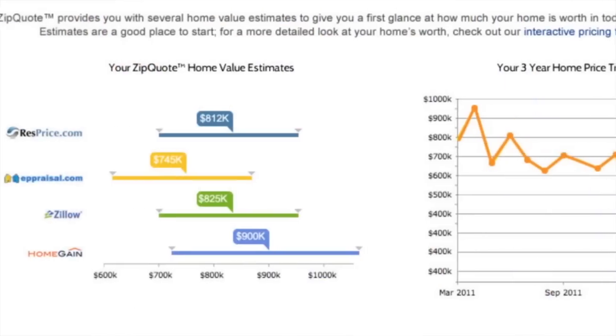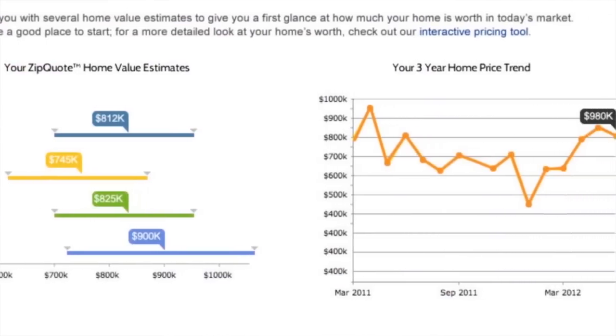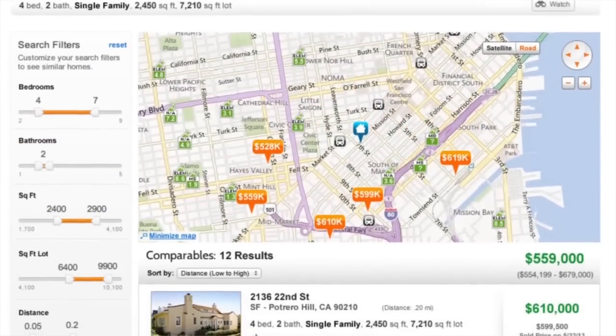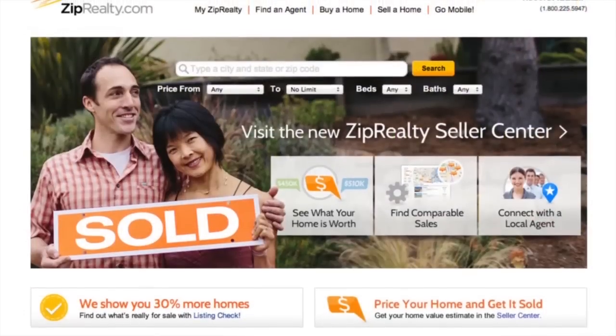The Zip Realty Seller Center has everything you need, smart tools and smart agents for a sweet home sale. Visit the Seller Center today to get started.